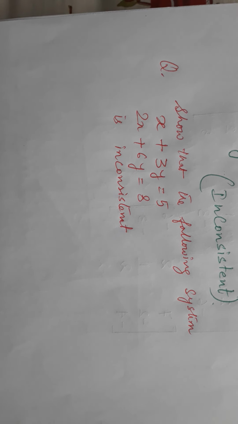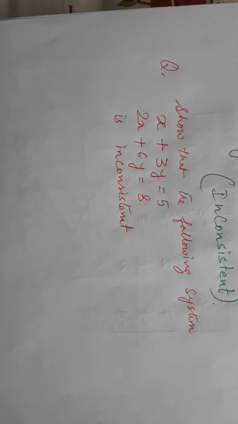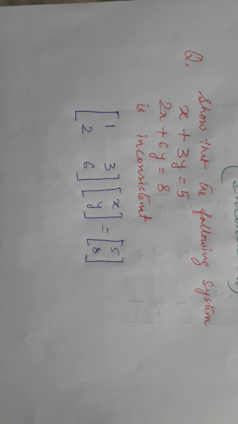Now let's see this example. Here a system of linear equations is given. We need to show that it is inconsistent. This one is the matrix form of the above equations. Here we can see the determinant of this coefficient matrix comes out to be 0.